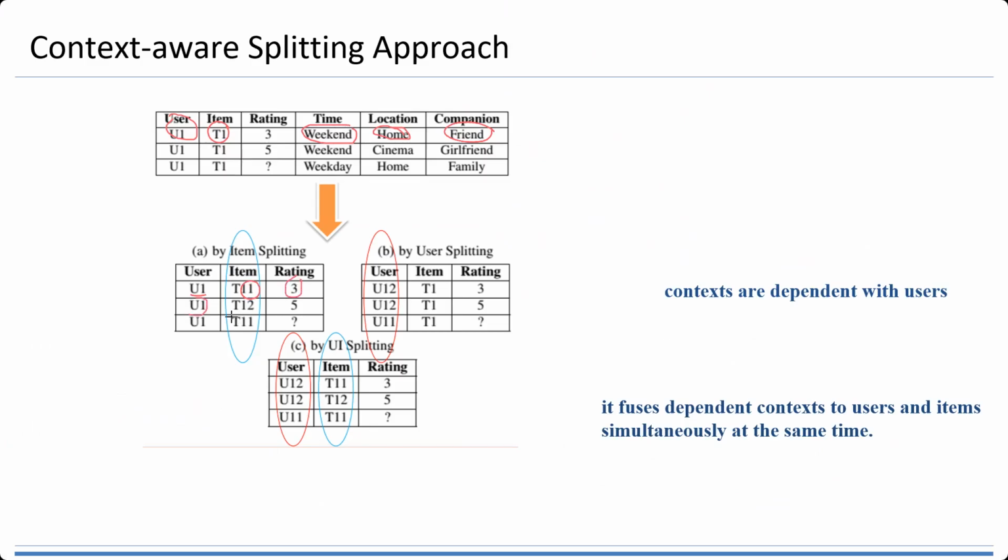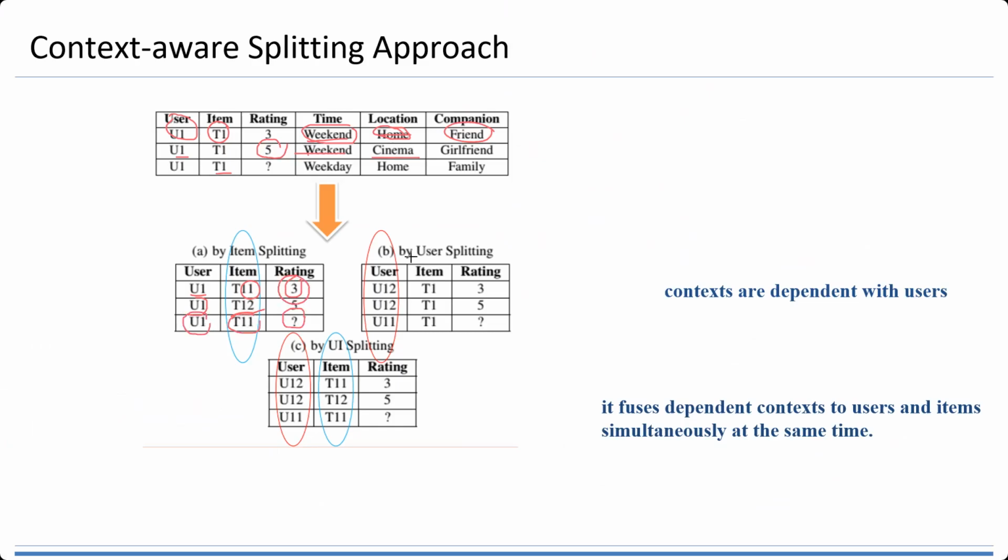User 1 with T12, maybe this is weekend and home, and this is weekend and cinema, so the context is 2. The rating is 5. So I want to know, if I have user 1 and T11, we can do the prediction because we have the data.